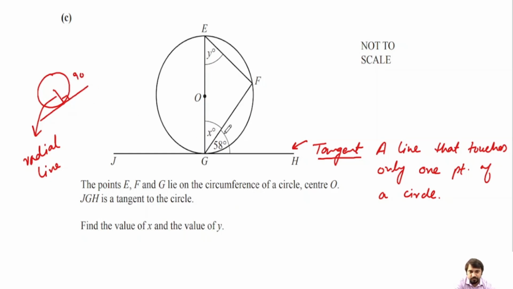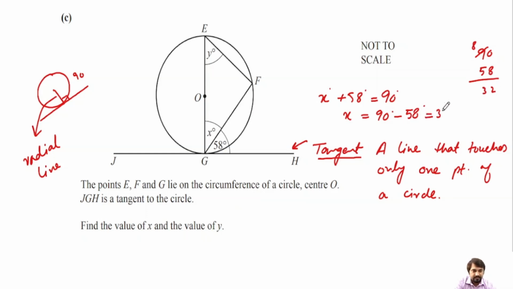From this point, we can calculate the value of x. It means angle x plus 58 degree is equal to 90 degree, the complementary angles. Now calculate the value of x from here. So 90 degree minus 58 degree. Use your calculator, or you can do it simply like this. This is 10, 10 minus 8, that is equal to 2. So here we have 8, 8 minus 5, that is equal to 3. So the angle x is 32 degree.